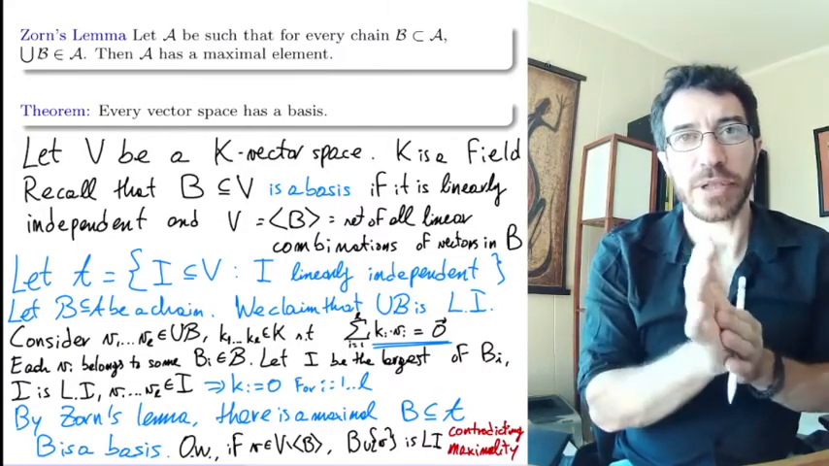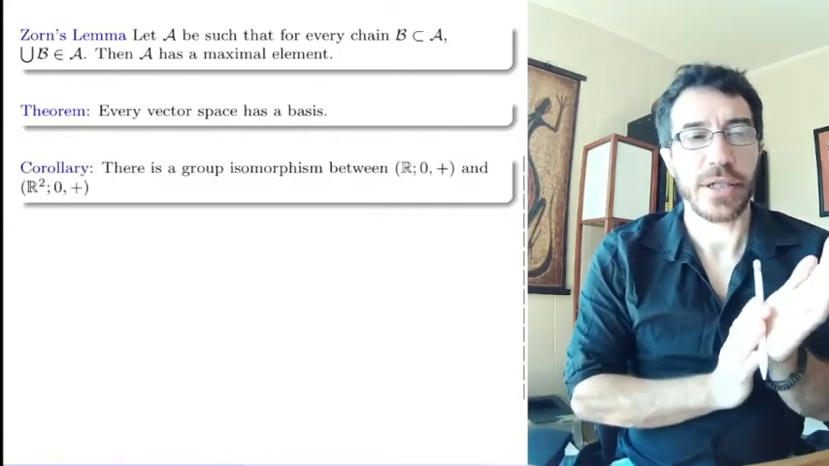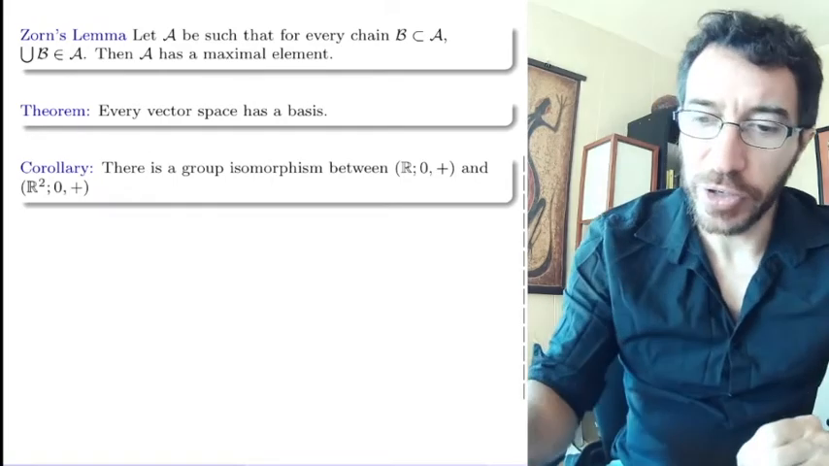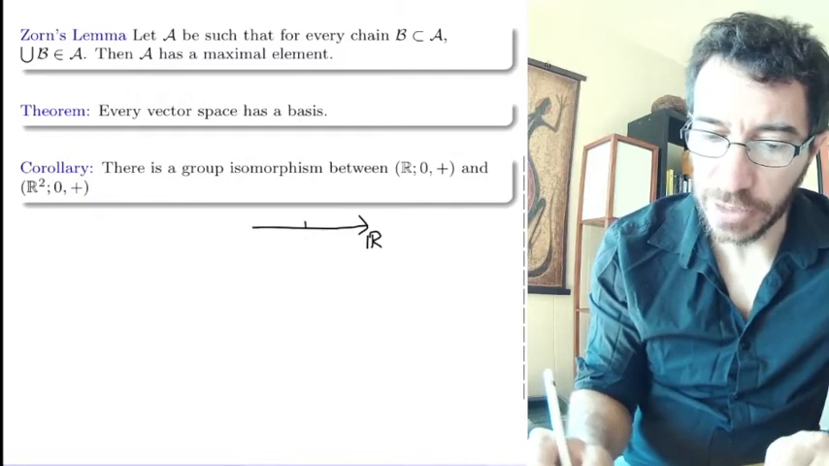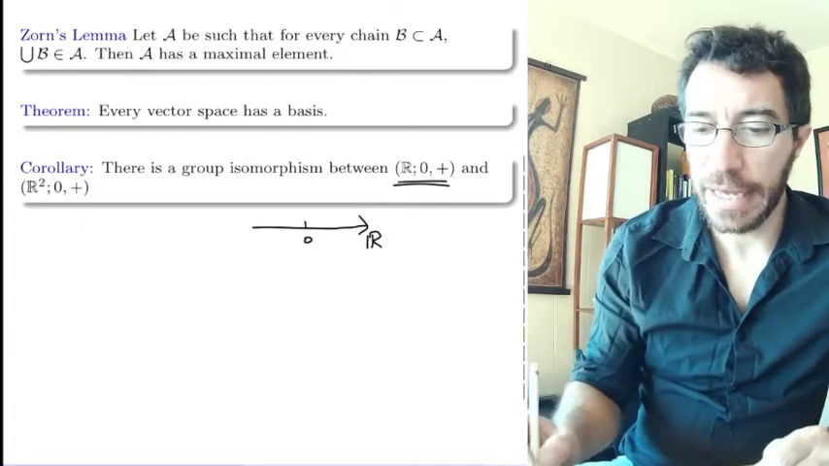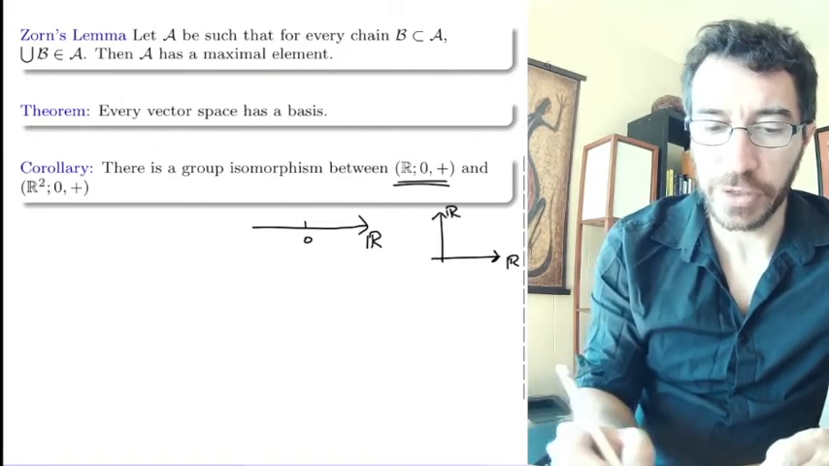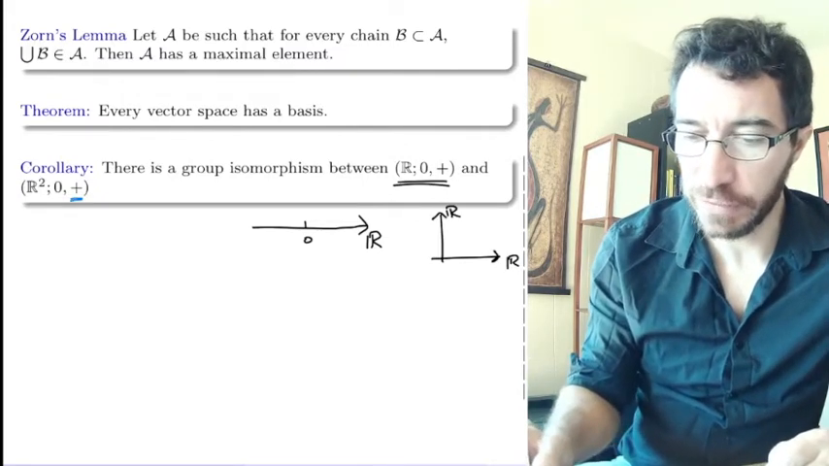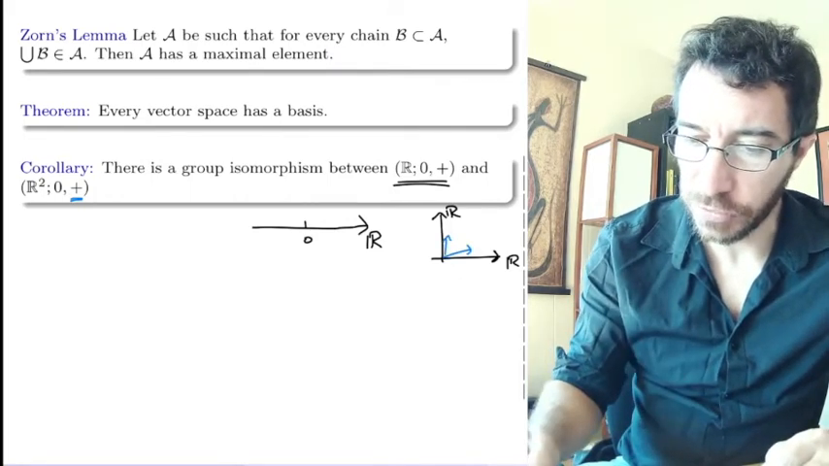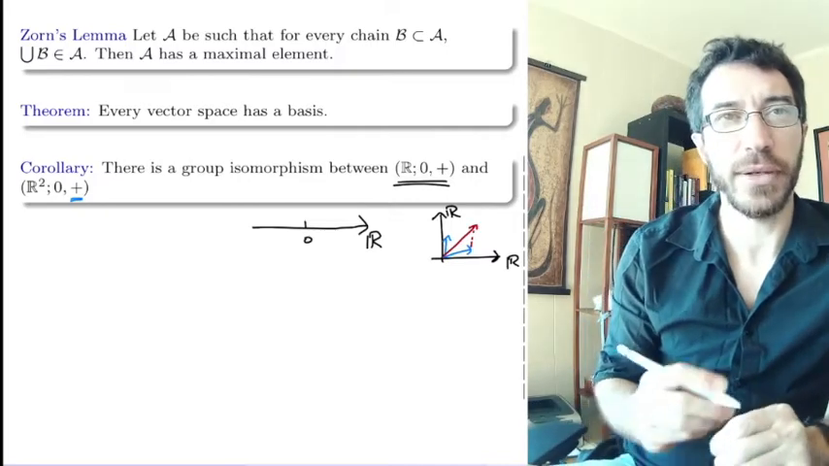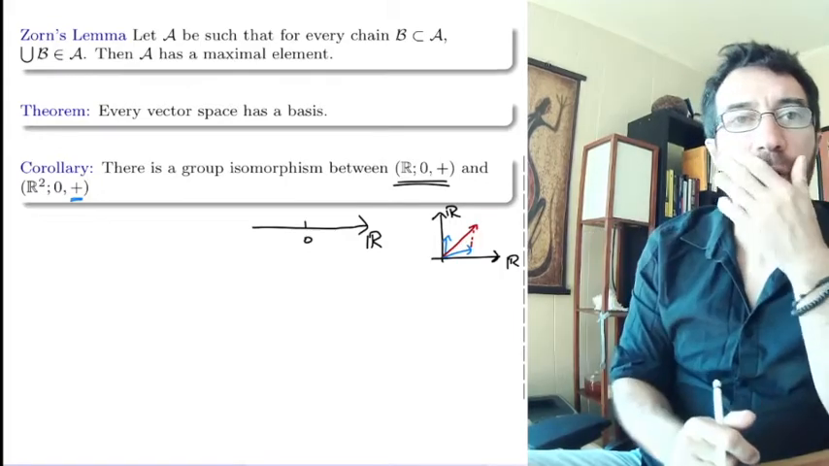So here we're going to use a corollary of this result in our next one. The corollary is that there exists an isomorphism between R viewed as a group with 0 and plus, and R squared viewed as a group with addition of vectors. So if you have this vector and this vector and you want to add them, you get the addition of the vectors, which is somewhere there.